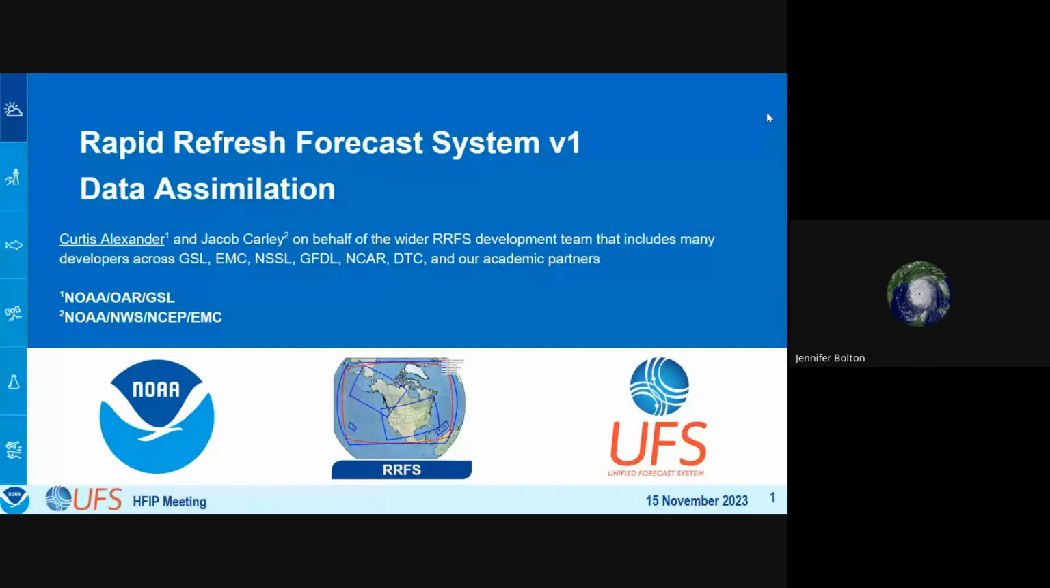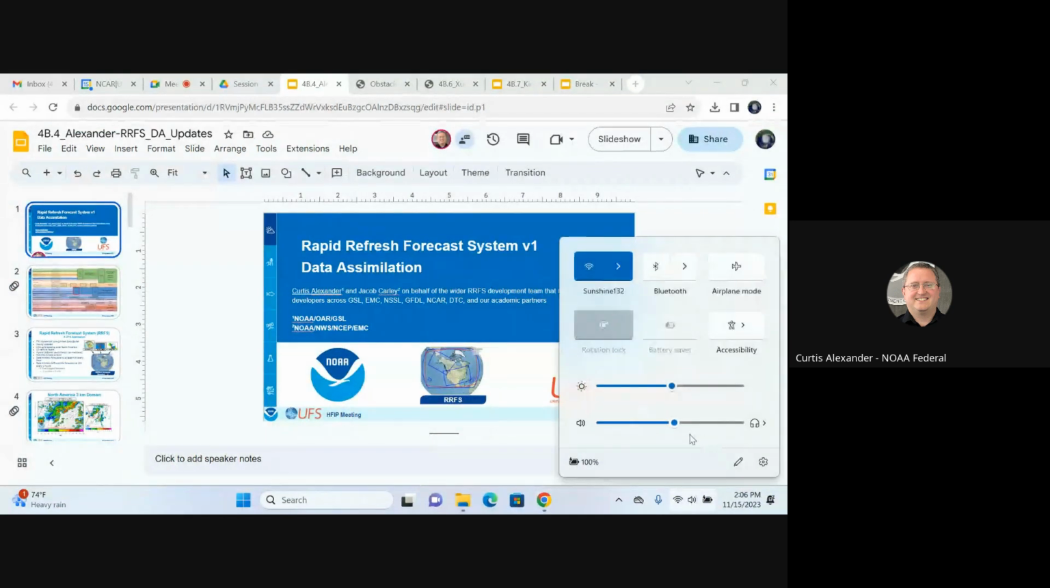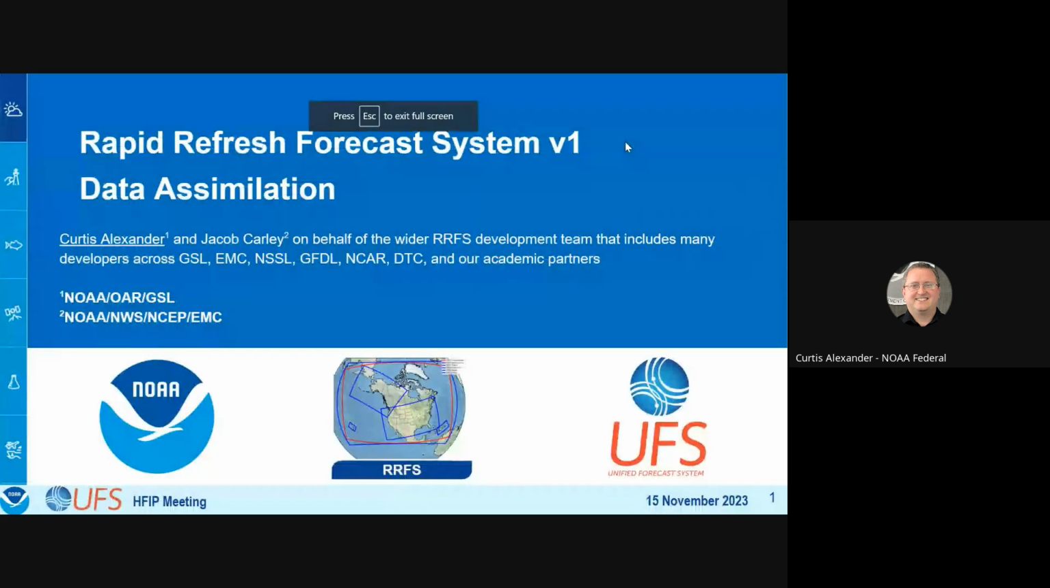Thanks, Daryl, and thanks again for the opportunity to briefly go over where we're at with the Rapid Refresh Forecast System V1 data simulation. I want to give credit, of course, to Jacob Carley, collaborator at EMC, for all the work to get us to this point, along with our other EMC, GSL, NSSL, and other community staff. So just a lot of collaborative effort here to move us toward a first operational implementation of the RFS.